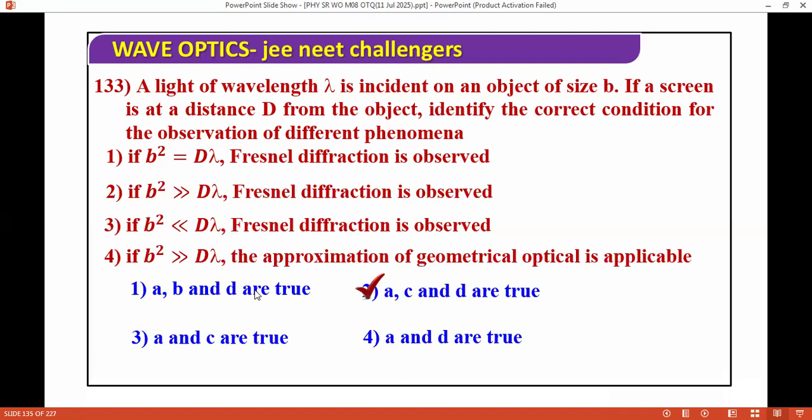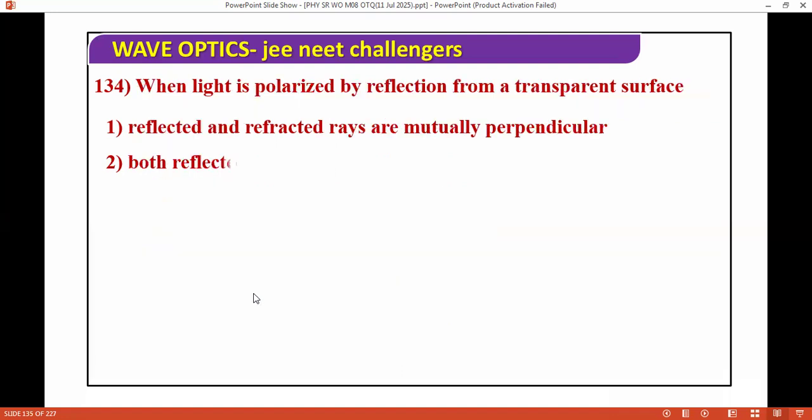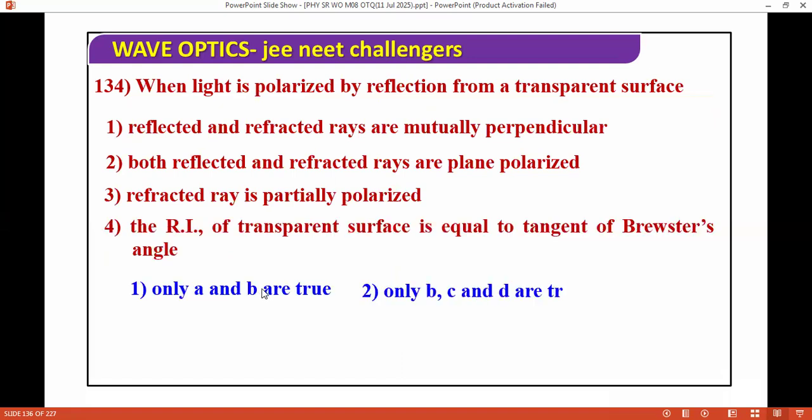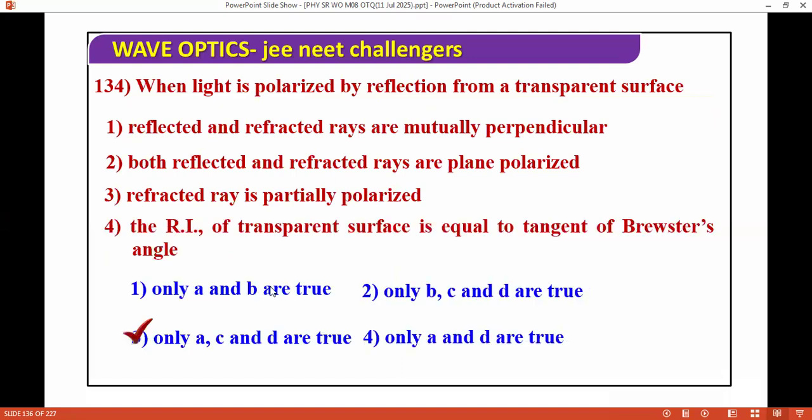optical is observed. The next question I'm moving ahead: when light is polarized by reflection from a transparent surface, the reflected and refracted rays are mutually perpendicular; both reflected and refracted rays are plane polarized; and so on. The correct answer for this question will be A, C, and D. The reflected and refracted rays are mutually perpendicular. The second one is wrong. The reflected ray is plane polarized, the refracted ray is partially polarized, and the refractive index of the transparent surface is equal to the tangent of the polarizing angle.